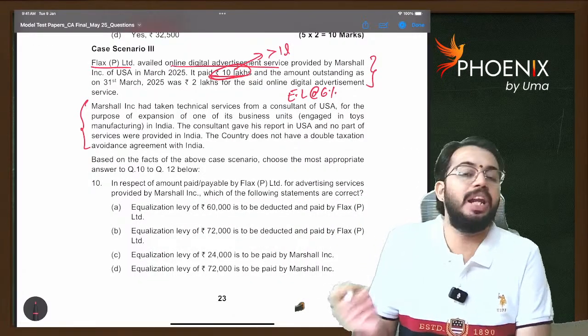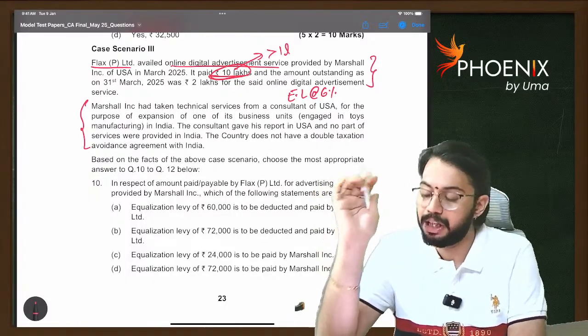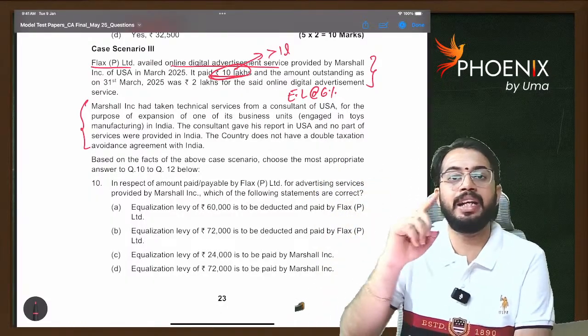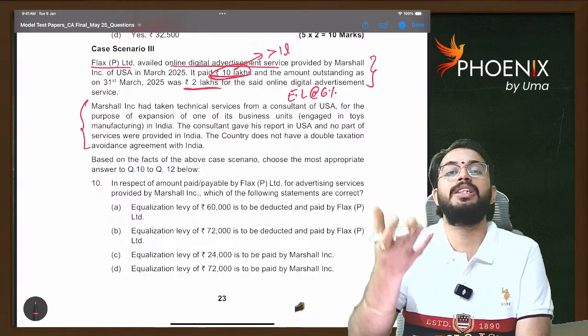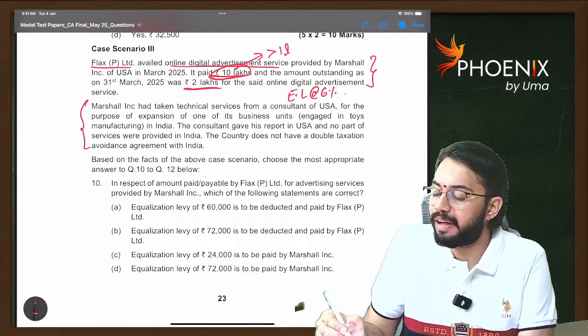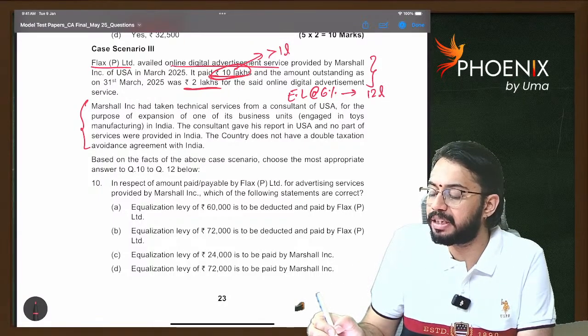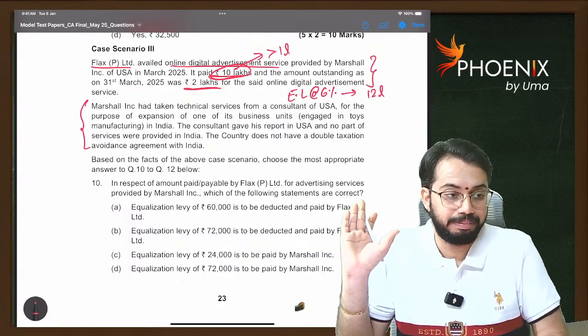And equalization levy is required to be deducted on accrual basis, not cash basis. You can see, already 10 lakhs was paid and 2 lakhs is payable. That means how much is accrued? 10 lakhs already paid plus 2 lakhs accrued. So equalization levy at the rate of 6% is required to be deducted on 12 lakh rupees. Are you able to understand?